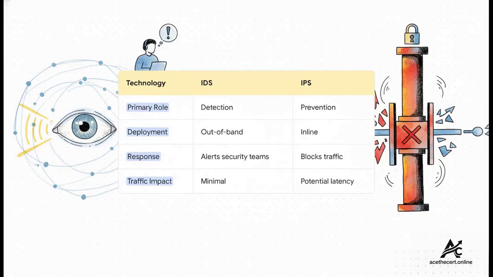And that really highlights the key trade-off here. An IDS is passive. It won't slow down your network, but it relies on a human to see the alert and do something about it.